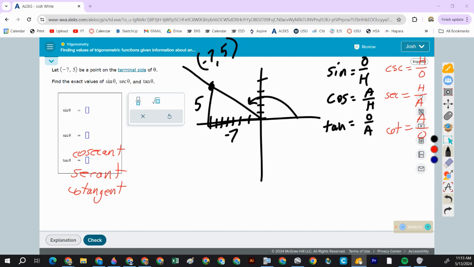The way I remember it is sine does not have a co, but cosecant does. And cosine does have a co, and secant does not. Tangent doesn't have a co, but cotangent does. So that's how they line up.